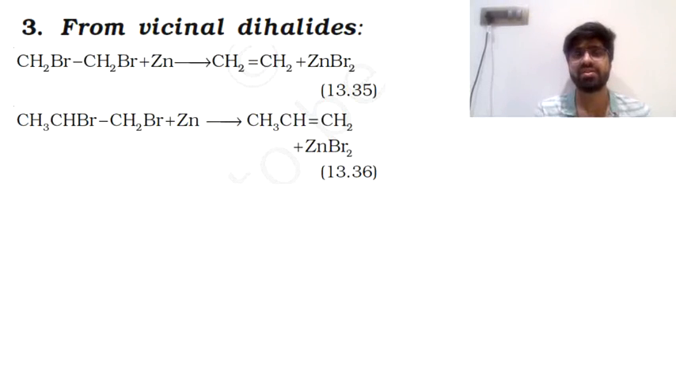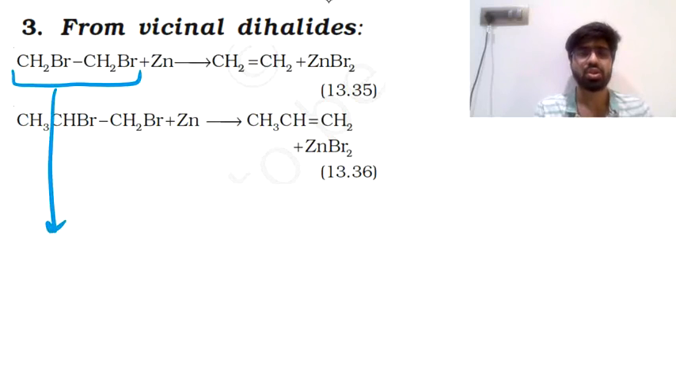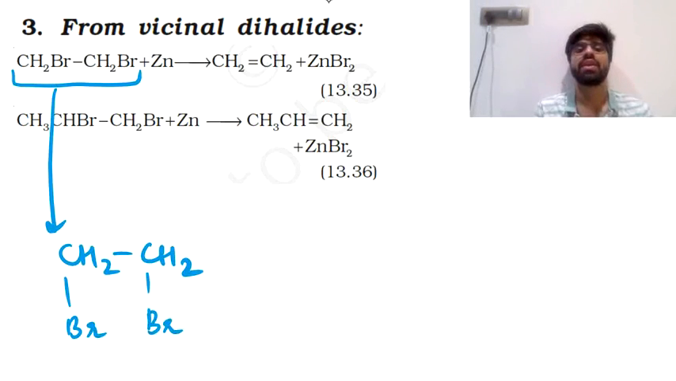Let's go ahead with the next reaction. The next reaction is going to prepare alkenes from vicinal dihalides. So let's write this reactant once again in a proper way. So the reactant here is CH2Br, CH2Br. So it's like CH2, CH2. The remaining valency of the carbon atoms has been satisfied with bromine. So we can call it 1,2-dibromoethane.